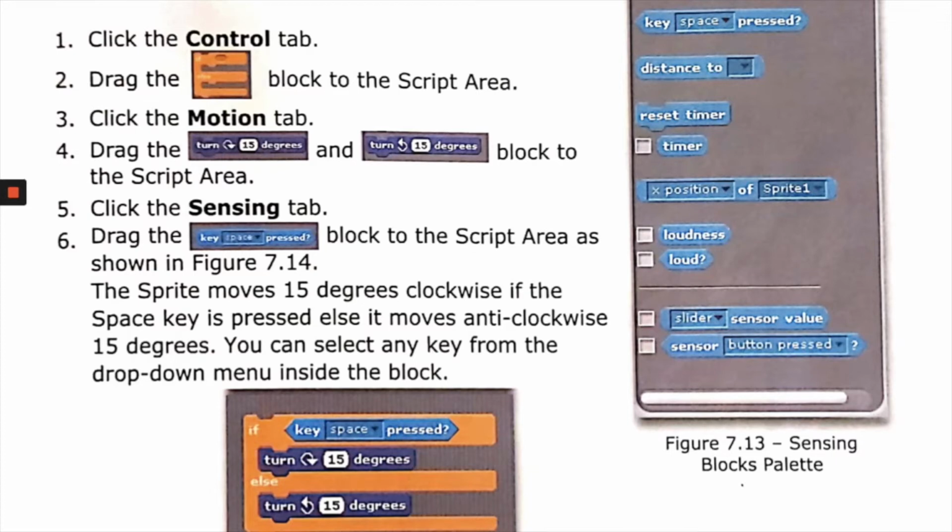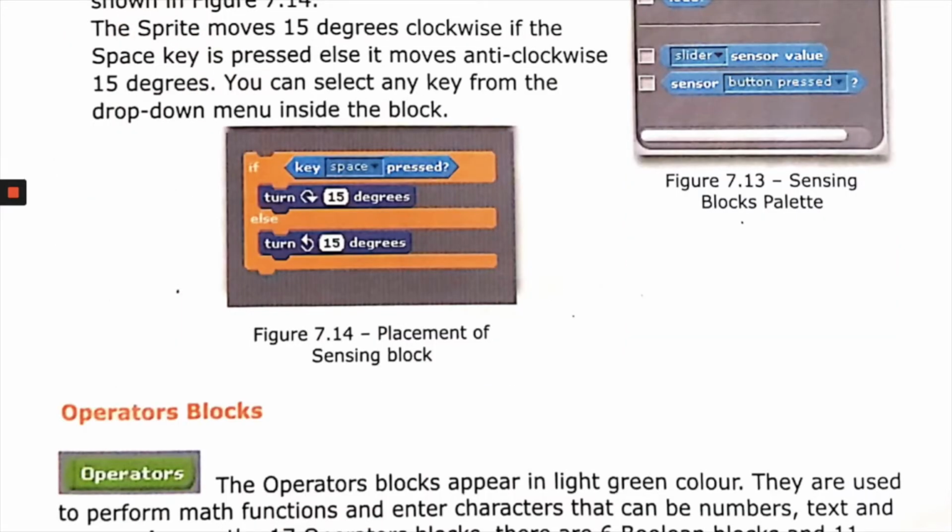You can select any key from the drop-down menu inside the block. The first part of the block is where the if-else condition is given. In the if, they have given turn 15 degrees clockwise, else turn 15 degrees anti-clockwise. The placement of the sensing block is shown in figure 7.14.